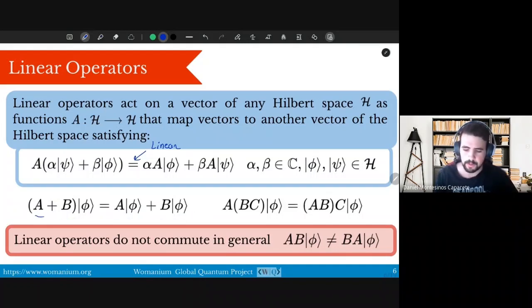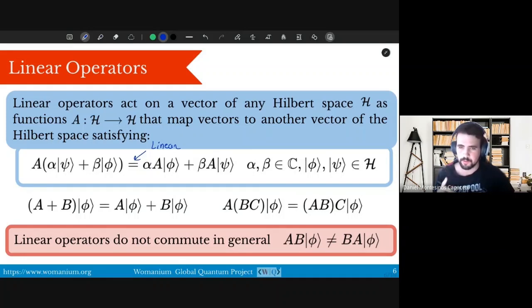This is also the same property: if you have two operators acting on a vector, it will give you these two different vectors. And also, if you have three operators, it satisfies this property, that it doesn't matter whether you apply this or you apply this. You can compose the operators as you want, as long as you don't change the order, because here there is something important.